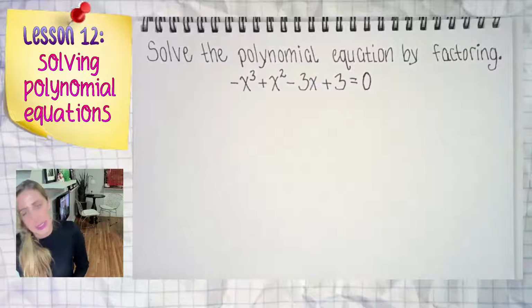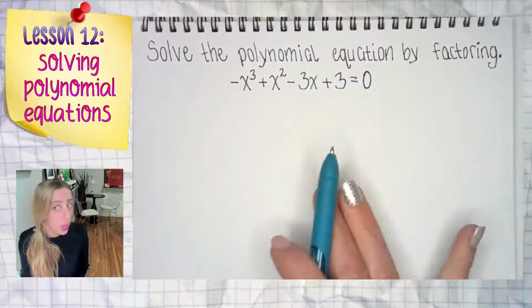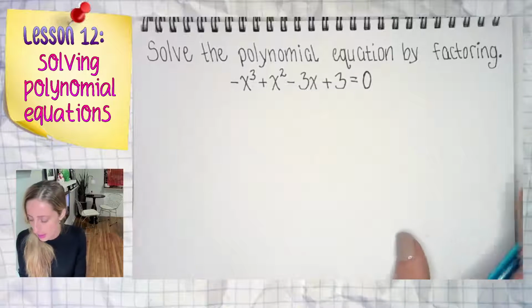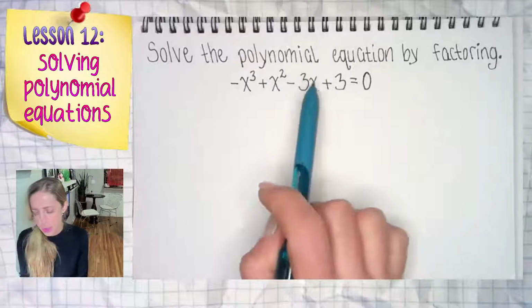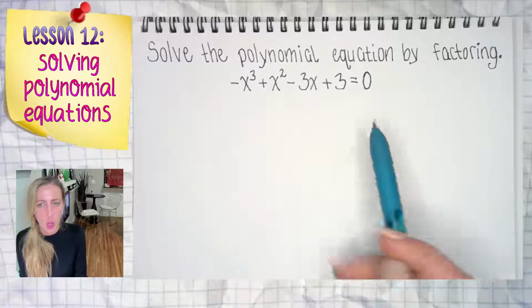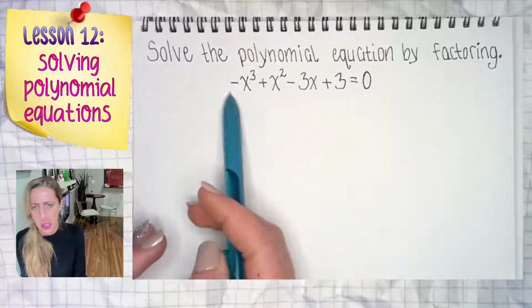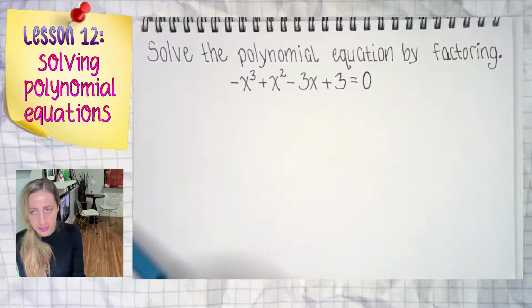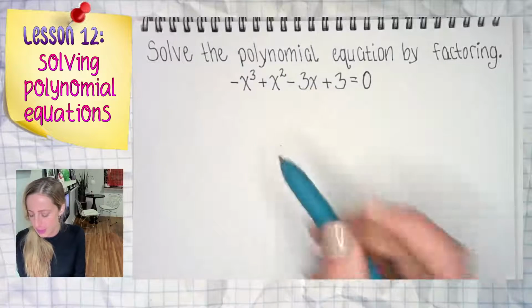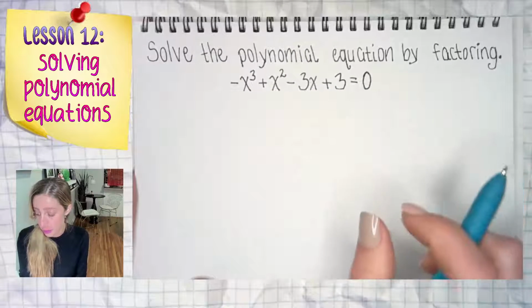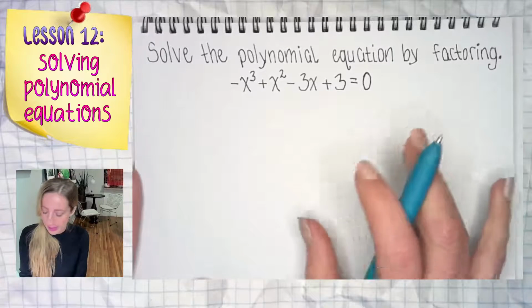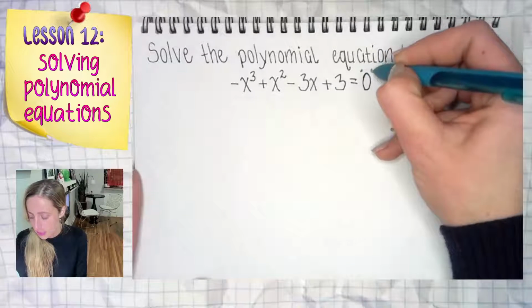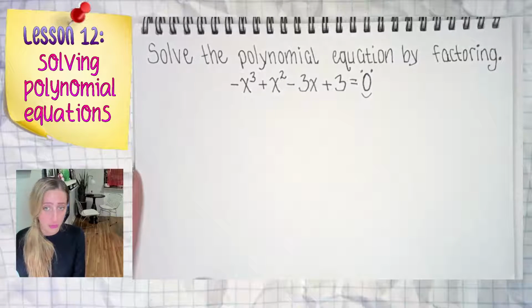Hey everyone, in this example we have another solve the polynomial equation by factoring setup here. This time's a little different. It's already equal to 0, but they threw that little negative as the leading term in there to spice it up and confuse things a little. But let's get into it. If it's already equal to 0, that took care of step 1 for us.